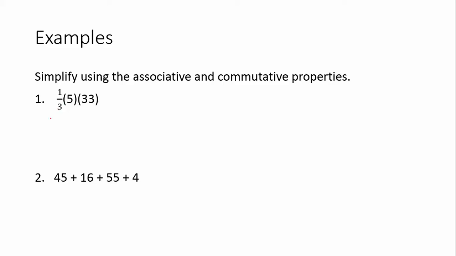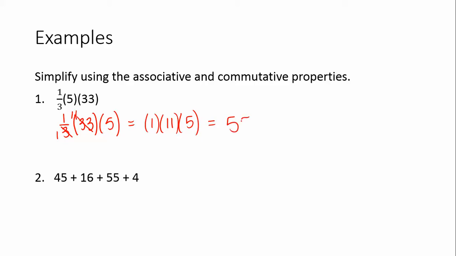1/3 times 5 is not a nice number. It's still a fraction, but if I switch the 5 and the 33 and I write 1/3 times 33, then times 5, I'm able to do 1/3 times 33 because I know that I can cancel and I get 11. So this leaves us with 1 times 11 times 5, or 55. And then, was it the associative property or the commutative property that allowed me to switch the order? It's the commutative property that allows you to change order.